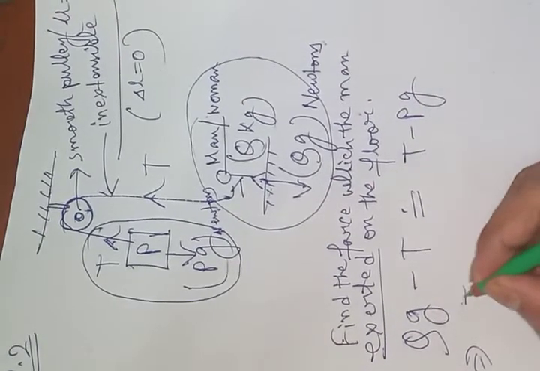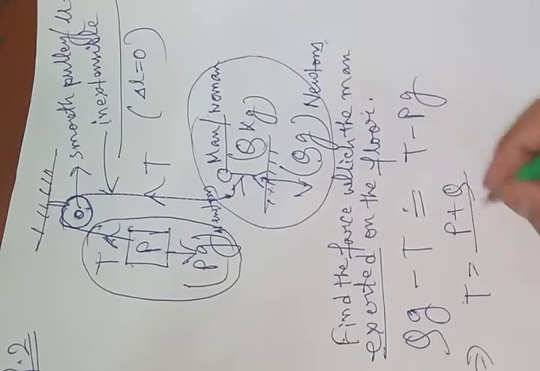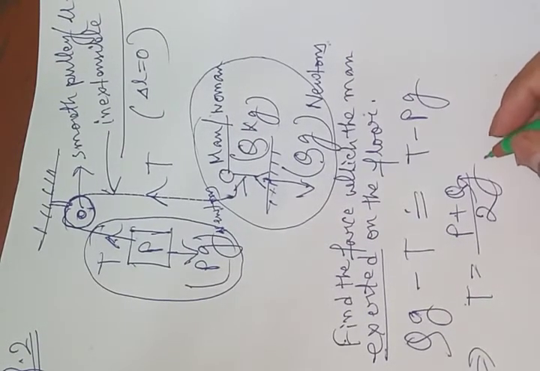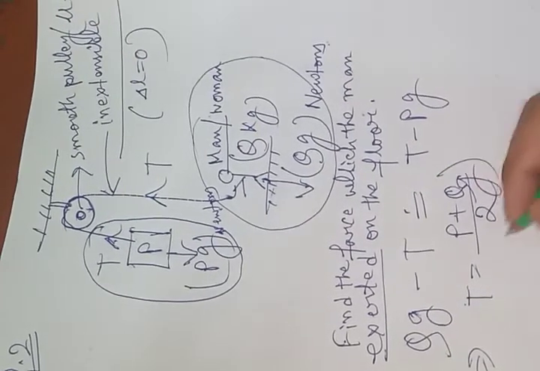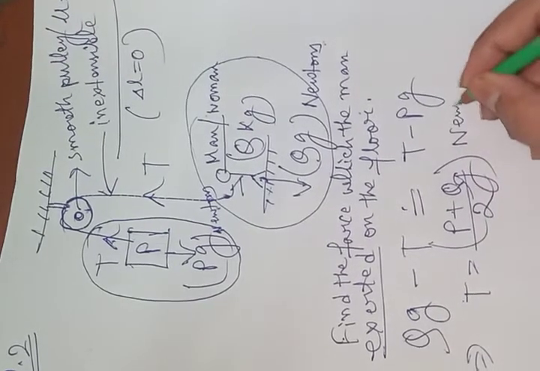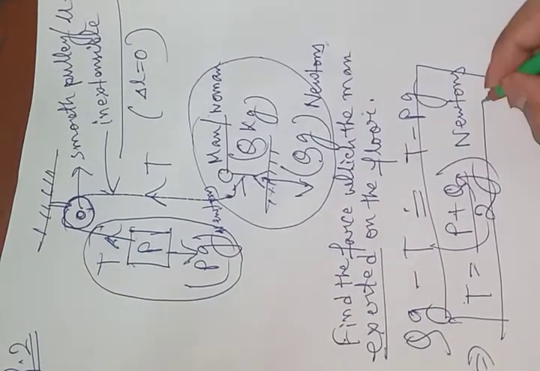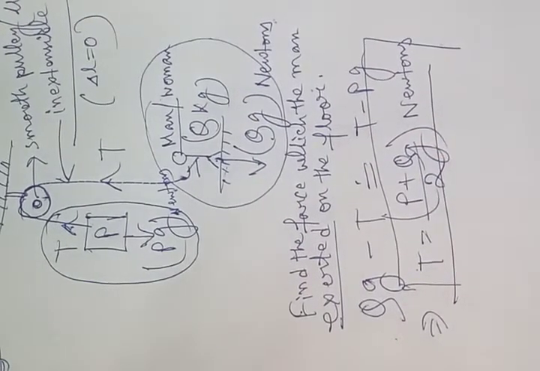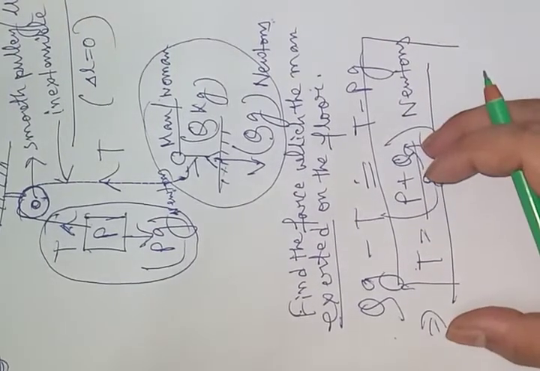So let us calculate what is the value of T. The value comes out to be (P plus Q) by 2 into G, right? This is in newtons. This is the tension force. What is the tension force? (P plus Q) by 2 into G.